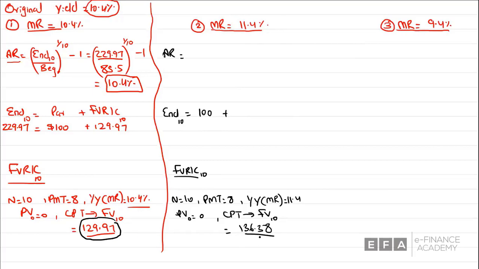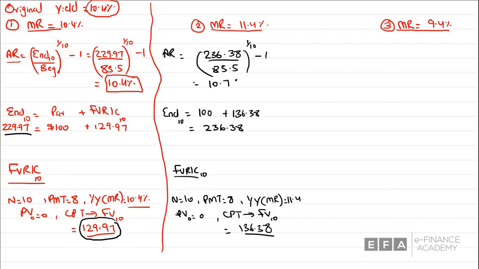Your future value of coupons is higher because you're reinvesting at a higher rate of return. And that's your FVRIC. If we add the FVRIC, 136.38, you should get an ending value of 236.38. Notice your ending value is higher than in the first scenario because of the higher reinvestment gain. And if we go back to the actual return formula and plug in the numbers, which is ending value divided by beginning value, you're buying the bond for 85.5, to the power of 1/10 minus 1. And your actual return is higher, which is 10.7%.